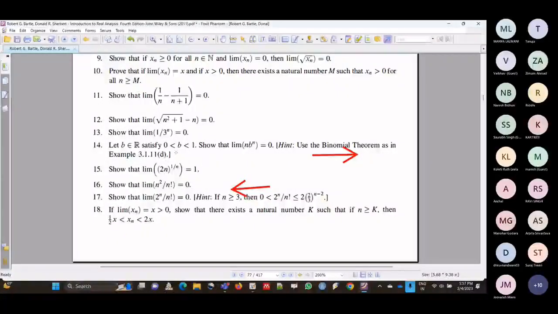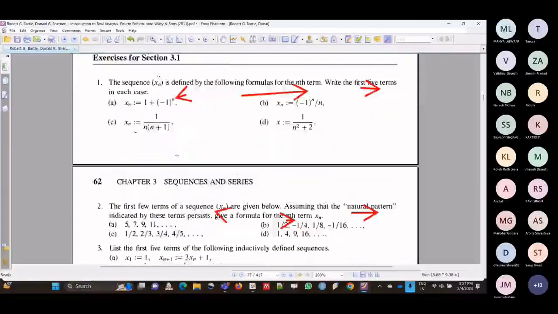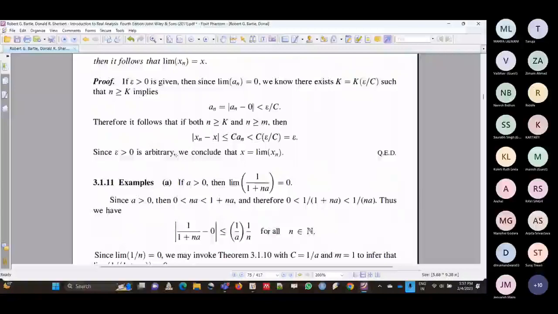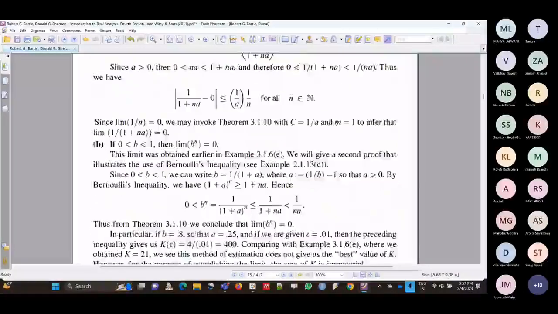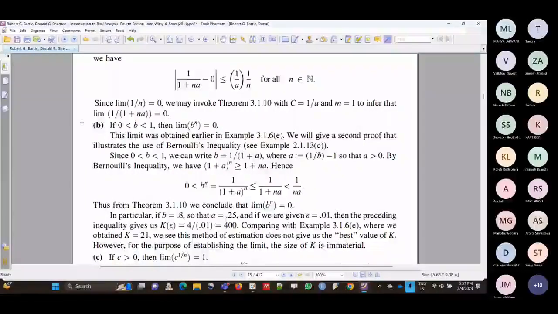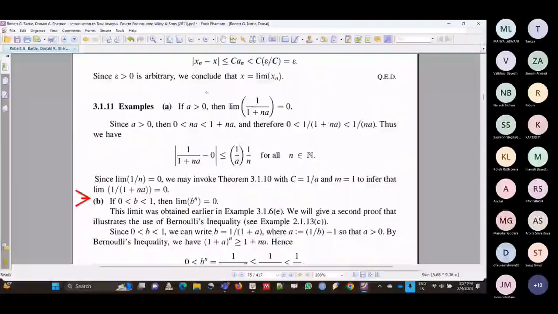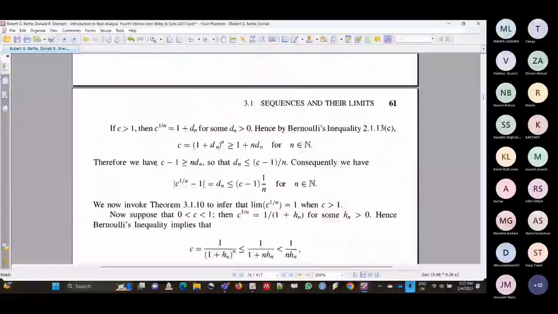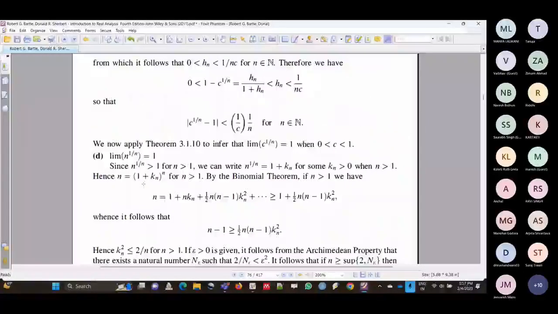This 3.1.11D, let me show you 3.1.11D. I'm referring to the fourth edition. So here you see, this question we have discussed already. This you can try. This is very easy using this question. Then we have C, then we have D, another part D, this part.